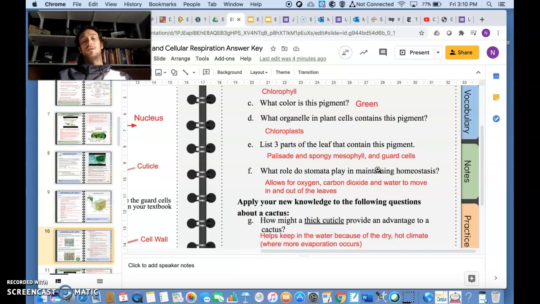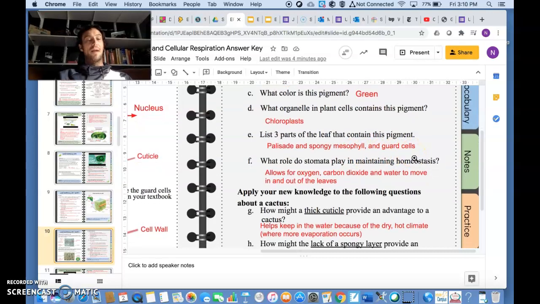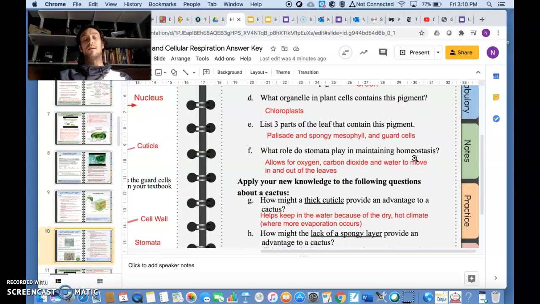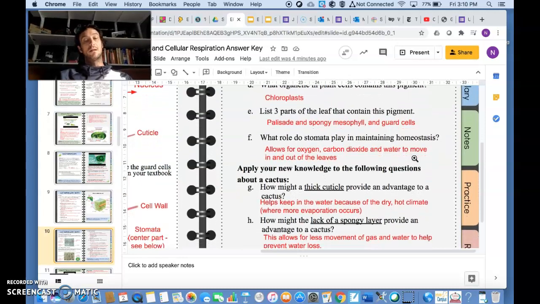Okay, so where does the chlorophyll exist? In three cell types within a leaf: the palisade mesophyll, the spongy mesophyll, and the guard cells. The xylem and the phloem don't have it. The root cells don't have that pigment because they wouldn't need it.